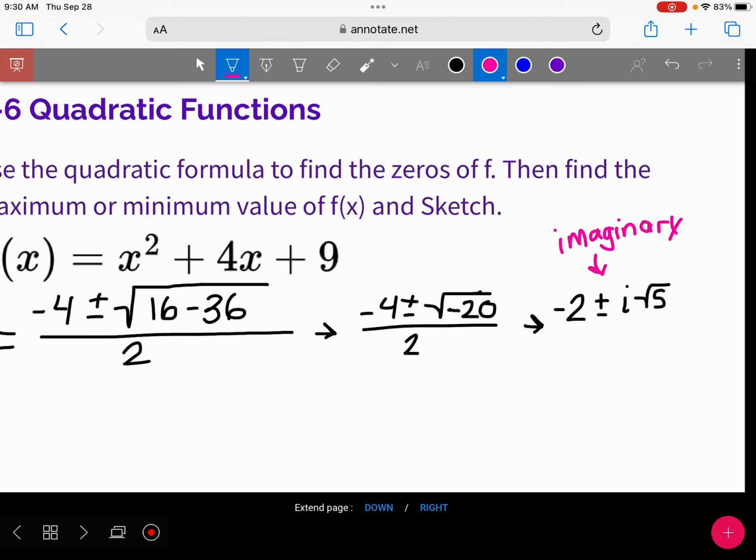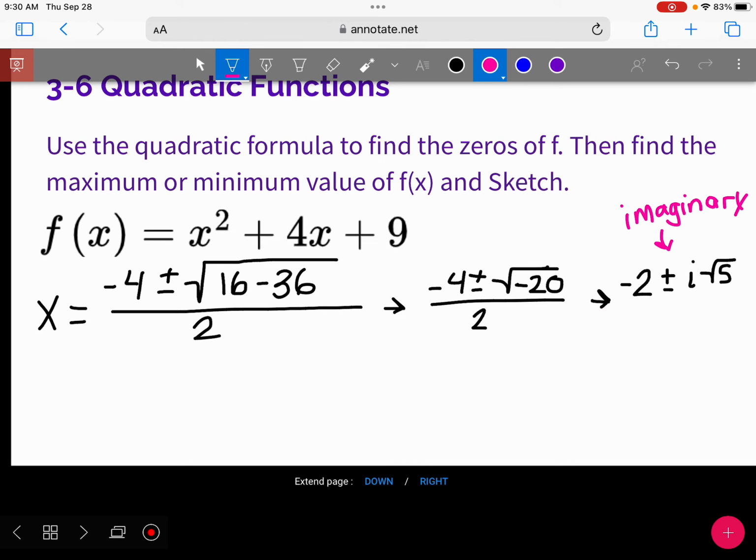So then we're also asked to find the vertex so we can sketch it. So just what we did before. We're finding our axis of symmetry so we can find our vertex. So we're going to take our negative b over 2a. So negative 4 over 2 times a, axis of symmetry.